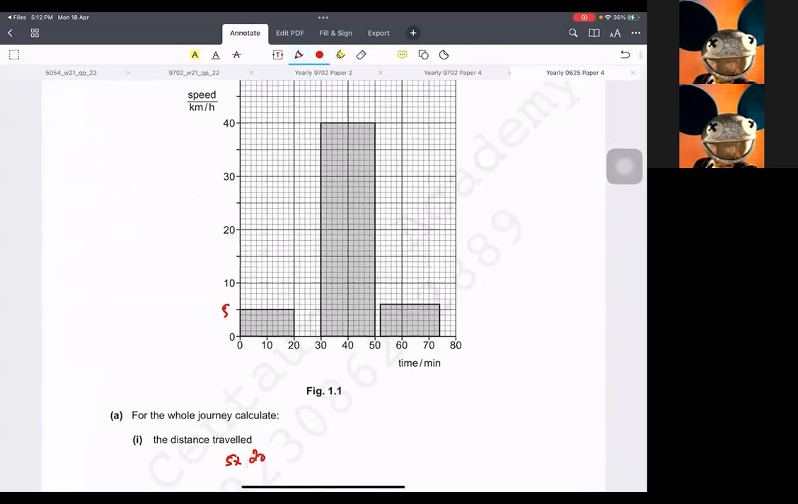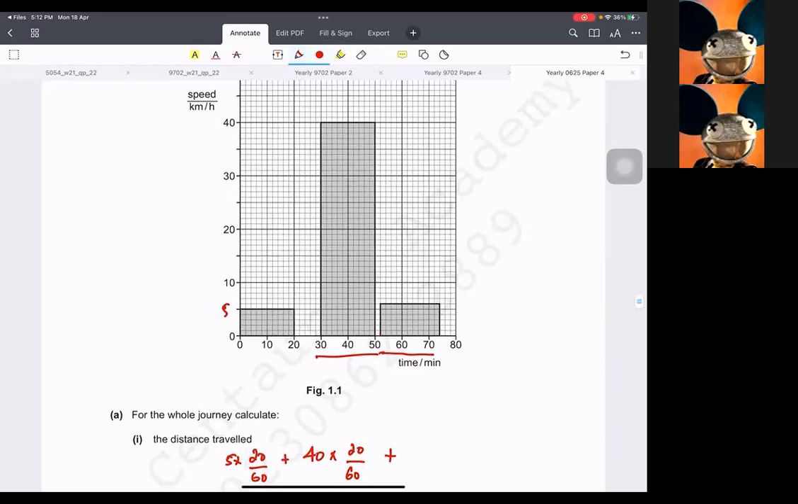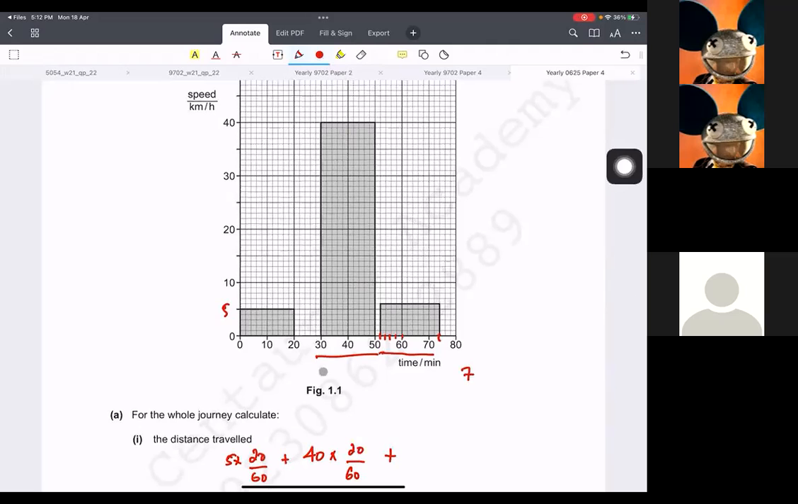So 20 divided by 60 plus this is 20 again, and 40 multiplied by 20 divided by 60 plus this is, I don't know what this is, 52. Sir, why do you divide it by 60? Because this is in minutes, this is in hours. I want to convert it into hours.